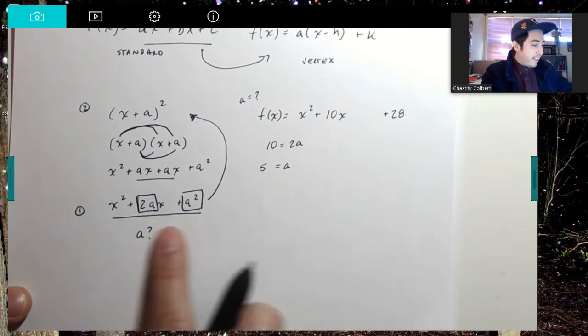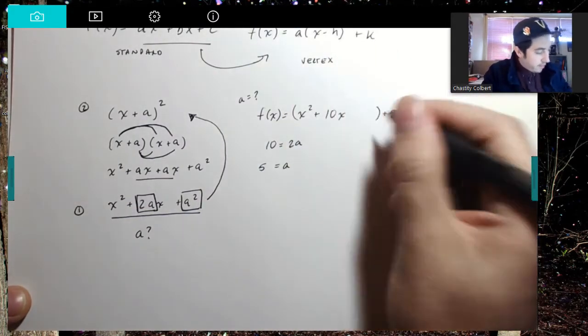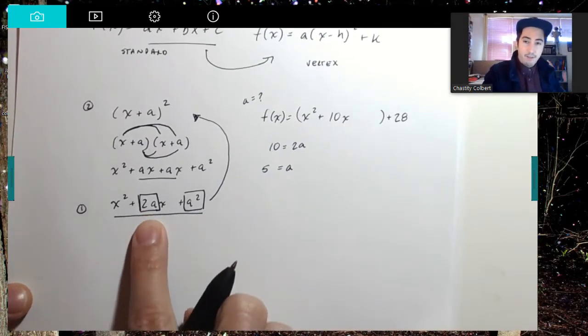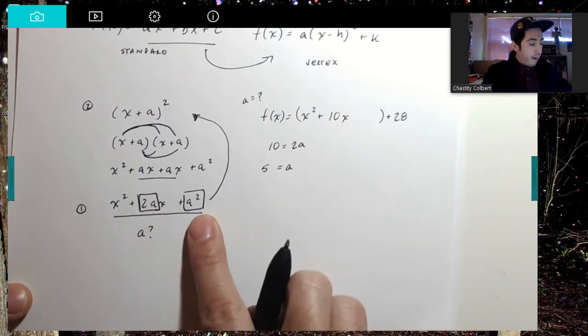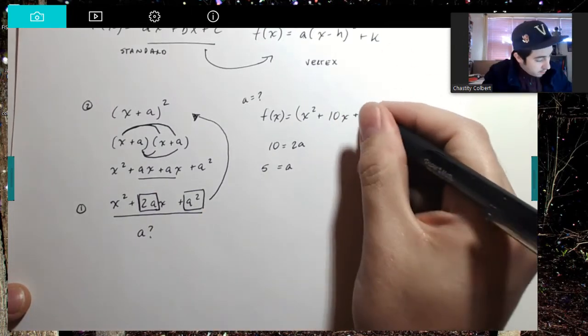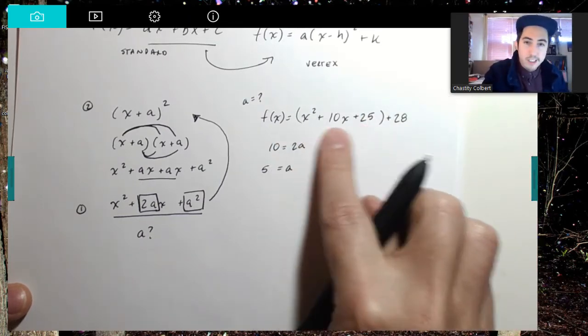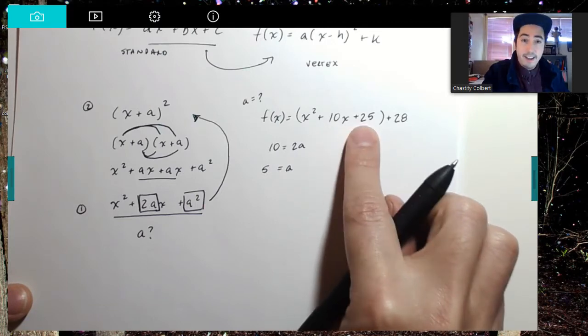And so to complete the square here, I found A. A is 5. Half of that B value, half of 10, is 5. I need to square that, so I need to add 25 right here. Now this is a perfect square trinomial. So I took half of that value, squared it, and added it there.